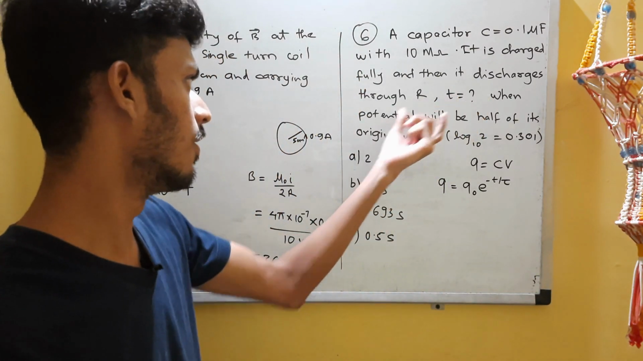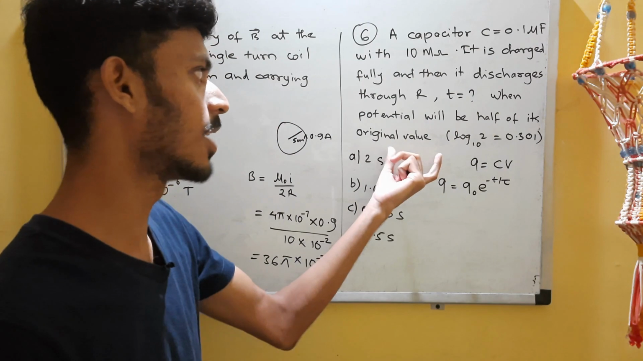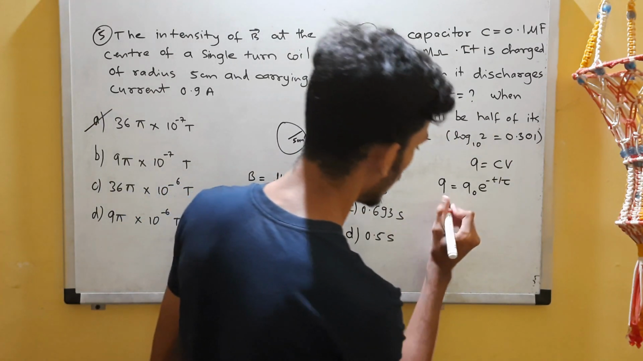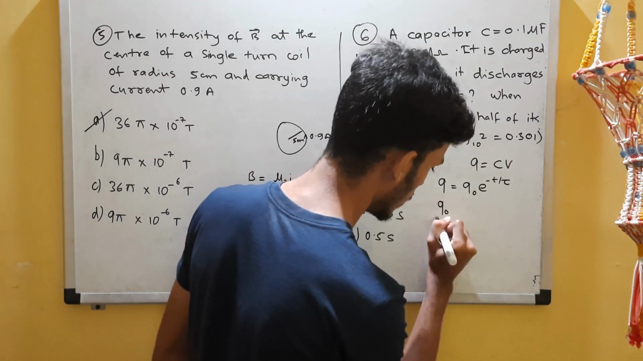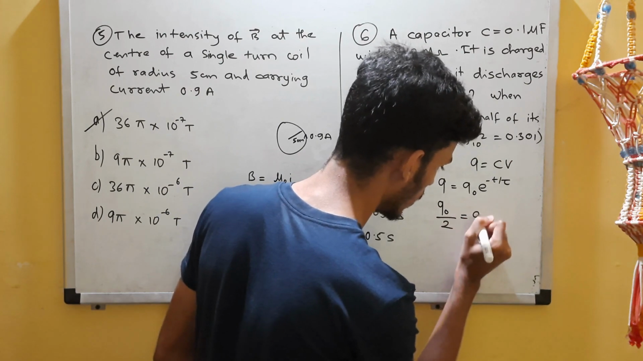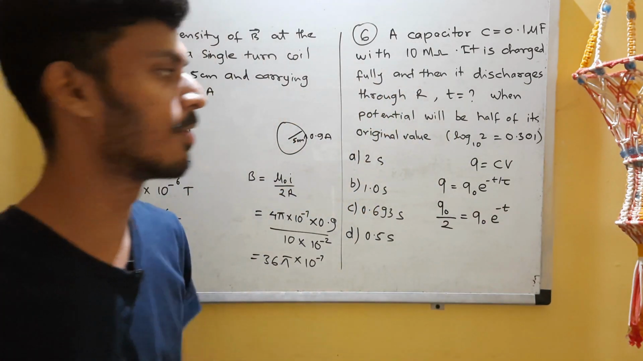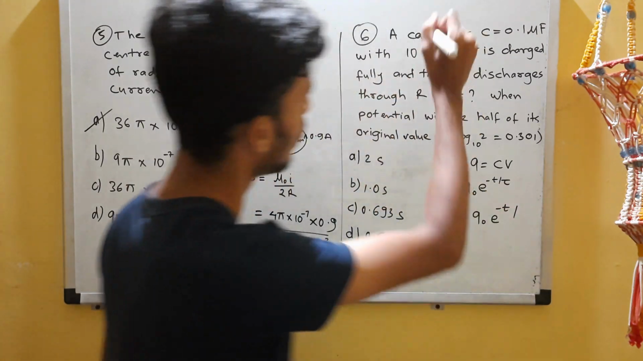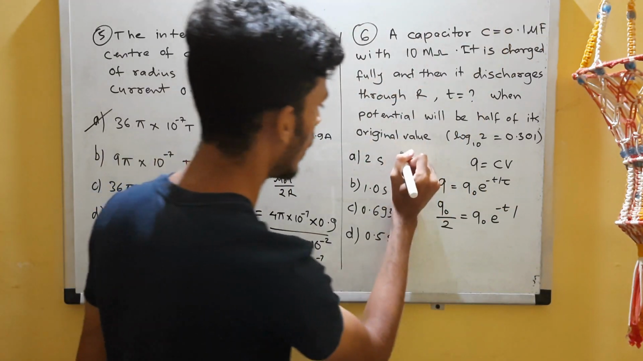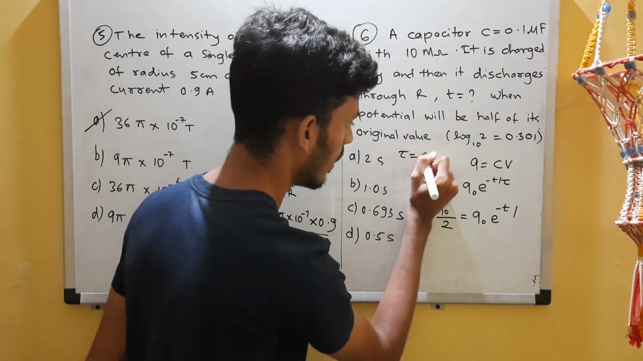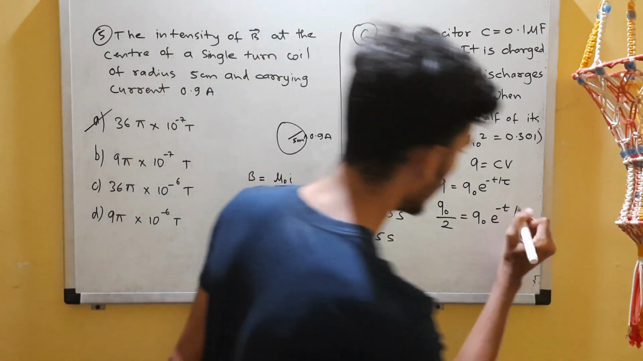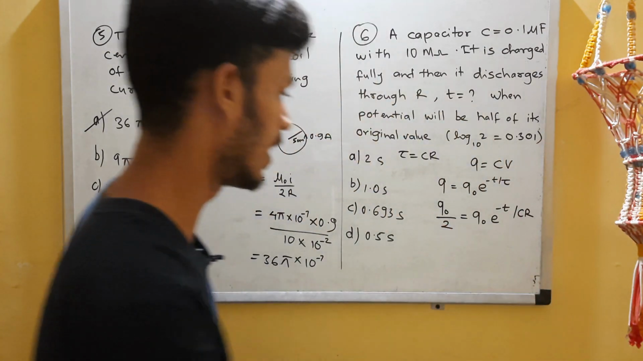Now we will find the instant t when the charge becomes half, right? Potential becomes half, which means charge becomes half. This is the original charge, so Q naught by 2 equals Q naught e raised to minus t, which we have to find, over tau. In the case of an RC circuit, tau is nothing but CR. So let's just solve this.